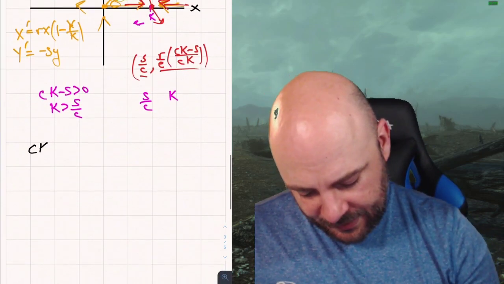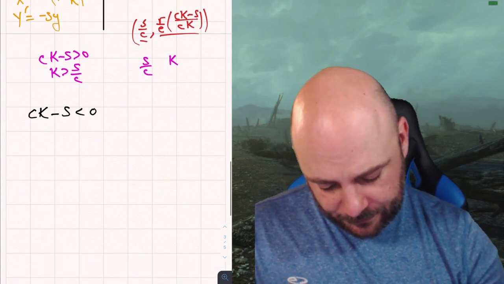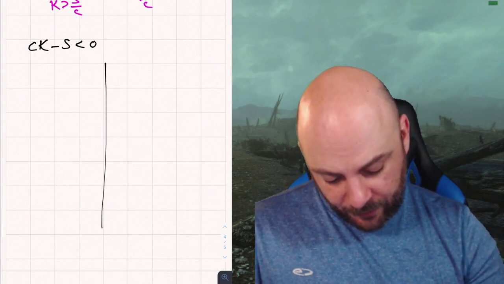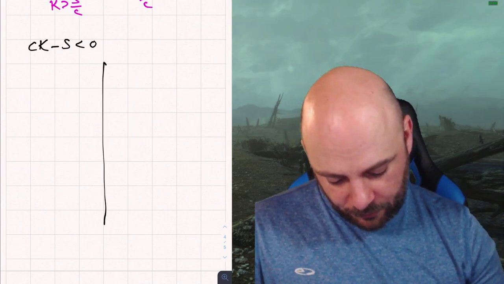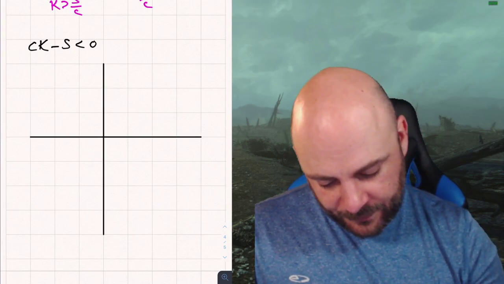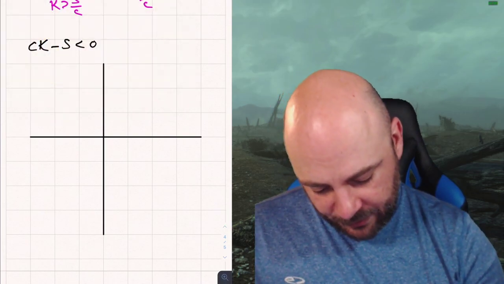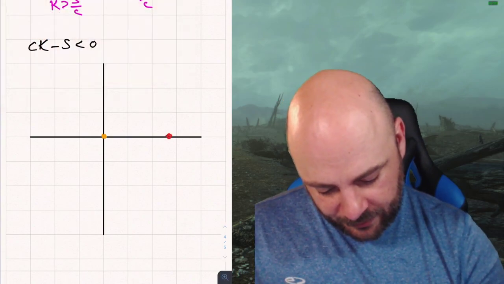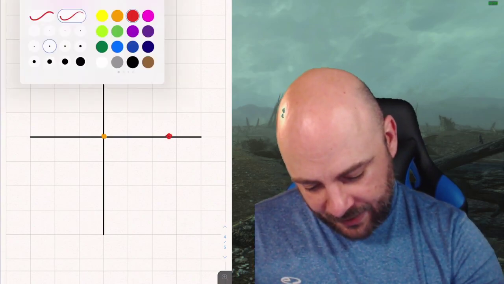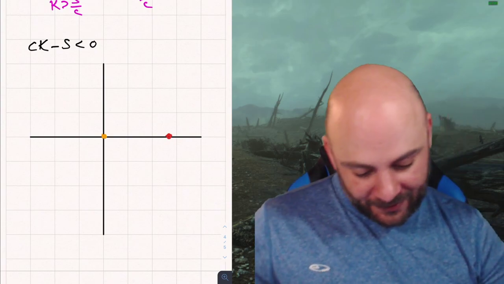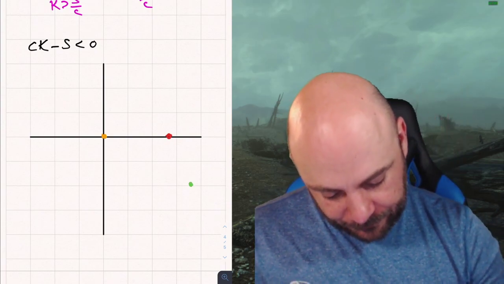Case number 2 is CK minus S is negative. Now, while a part of it isn't biologically relevant, this whole case is biologically relevant, okay? If we do this out, I still have an equilibrium at the origin. I still have an equilibrium at 0K. But now I have an equilibrium whose y coordinate is negative and whose x coordinate is greater than k. So I know I'm over here somewhere.